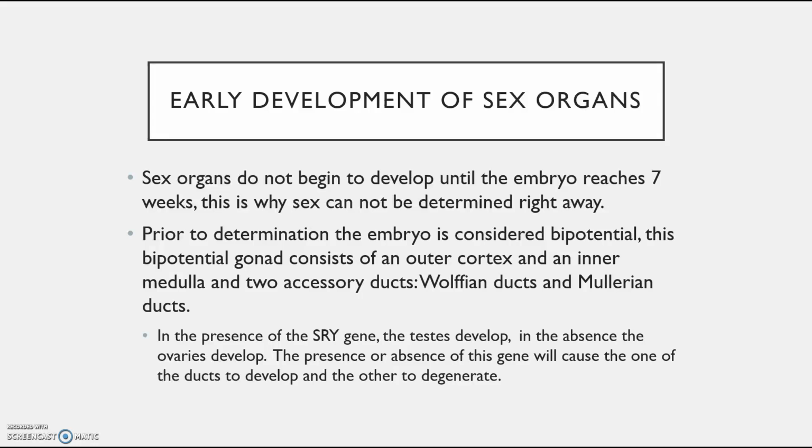This doesn't mean that we can determine it exactly at 7 weeks. Prior to the determination of the embryo, it's considered bipotential. This bipotential gonad consists of an outer cortex with an inner medulla and two accessory ducts, the Wolffian ducts and the Mullerian ducts. The Mullerian ducts play a big part in female determination, while the Wolffian ducts play a big part in male determination. In the presence of the SRY gene, testes develop, and in the absence, ovaries develop.